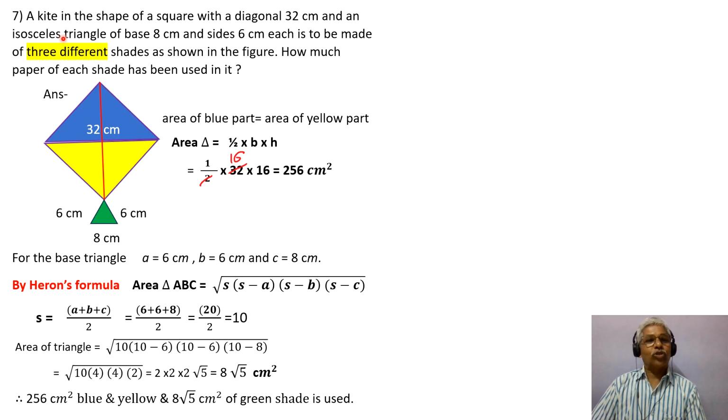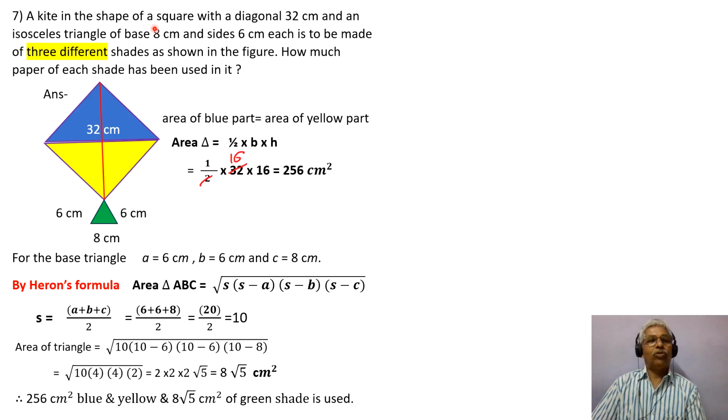And an isosceles triangle of base 8 is here. Okay, base is 8 and sides 6 centimeters each. Okay, is to be made of three different shades as shown in the figure. So this is blue, this is yellow, this is green. How much paper of each shade has been used in it?